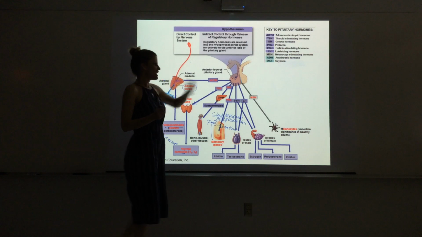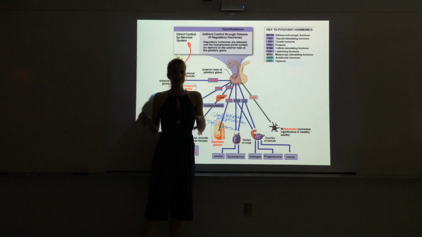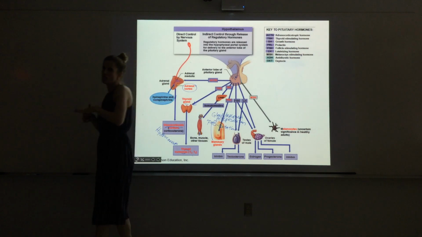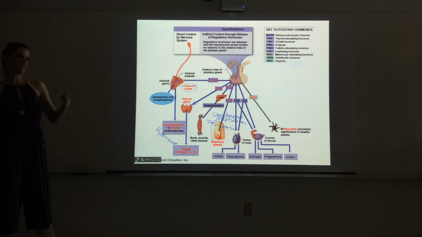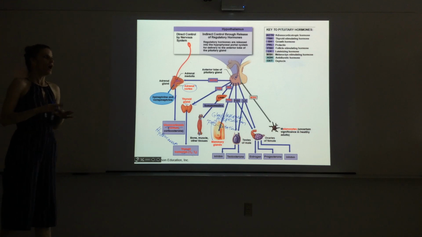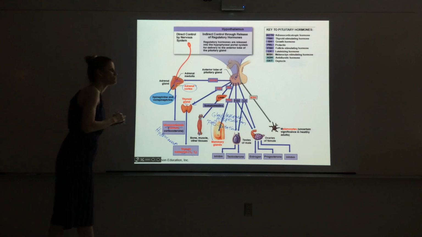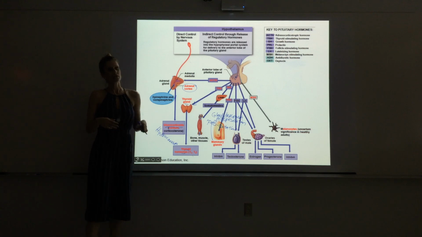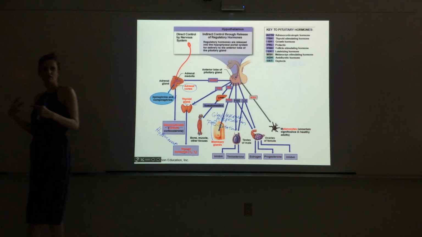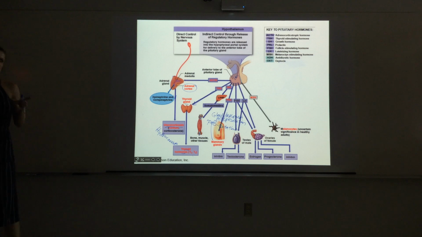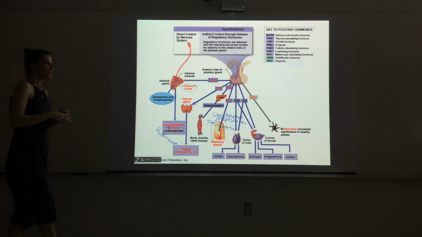So MSH is not super important in adult humans. It's really important in a lot of other mammals, amphibians, fish, a lot of other creatures. And in humans, we see that it's really most important in the fetus, for the fetus to start producing that melanin, and in really, really new babies.